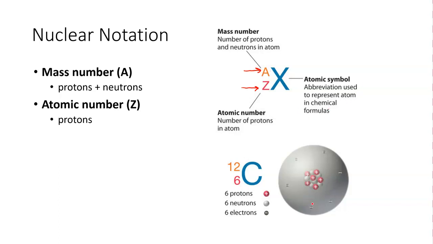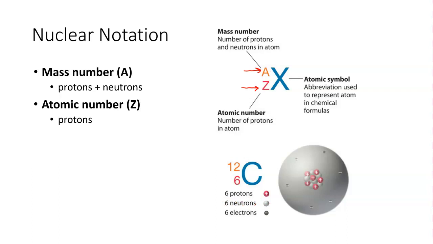So in this example here, we have carbon, and it has a mass number of 12, and it has 6 protons. So we know that if it's a neutral atom, if it has 6 protons, it also has 6 electrons. And since this number is 12 right here, 12 minus 6 means there are also 6 neutrons.